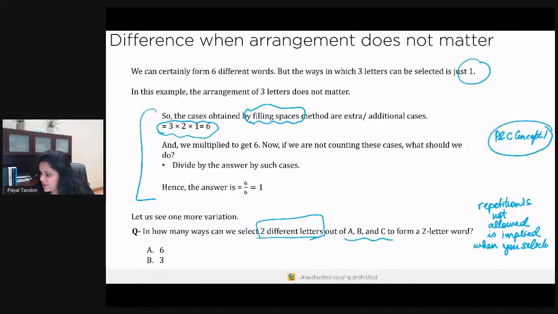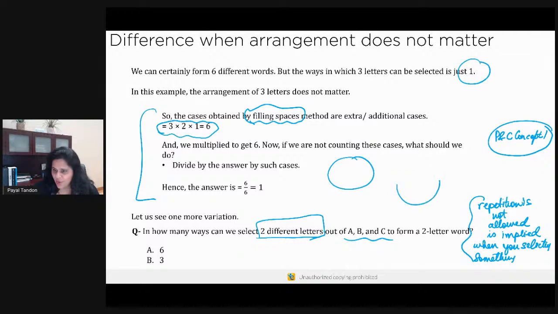This is a very important point. When you're selecting something, "repetition is not allowed" is actually implied. Why is that? Because when you are choosing something, you've already selected that. You've already plucked that from the group, right? This is your universe and this is your bucket. You've already selected that and you've put that over here. So you cannot really select that thing again, right? So again, repetition is not allowed is something which is implied whenever you're working out a selection problem.